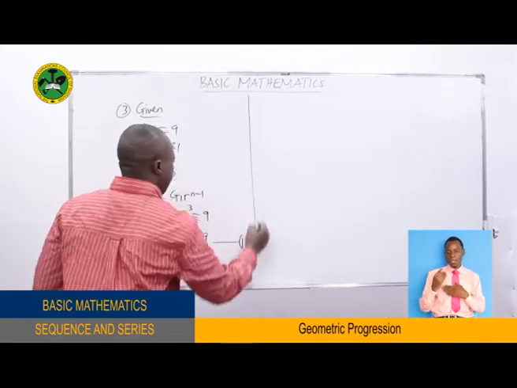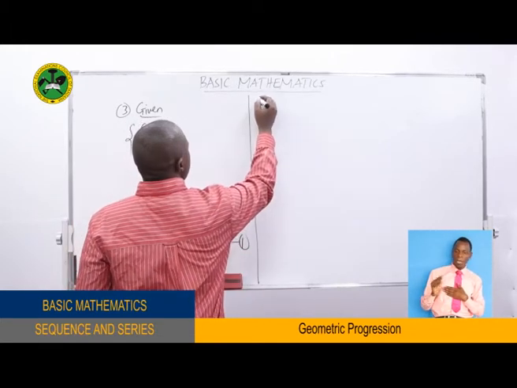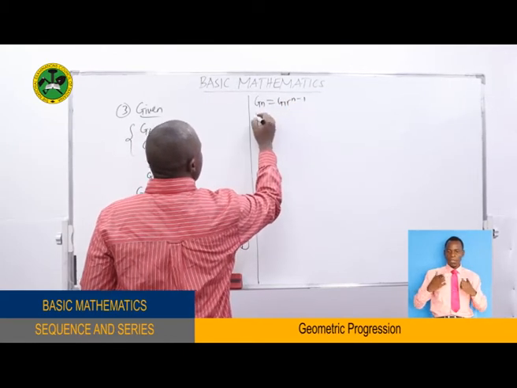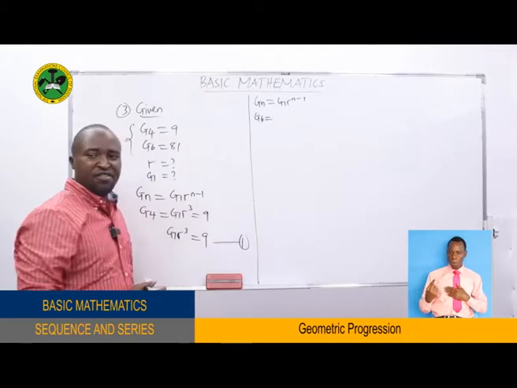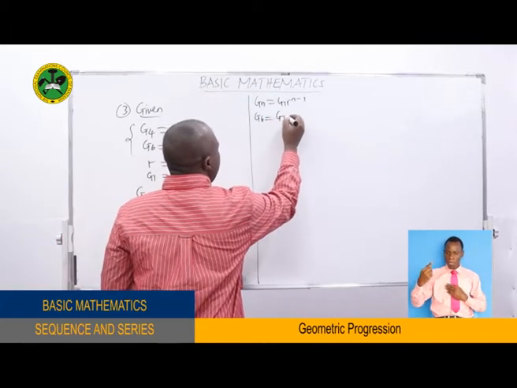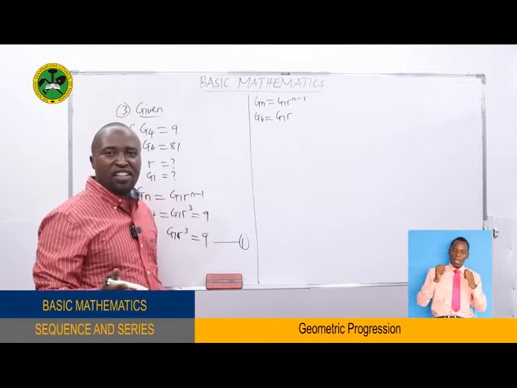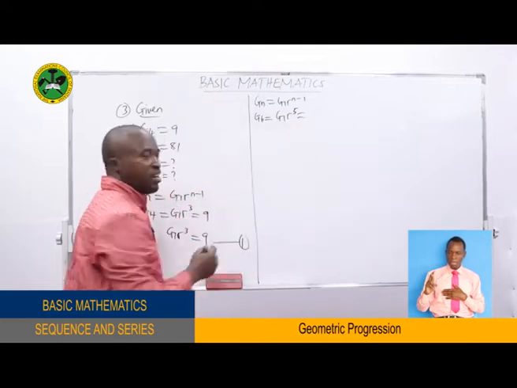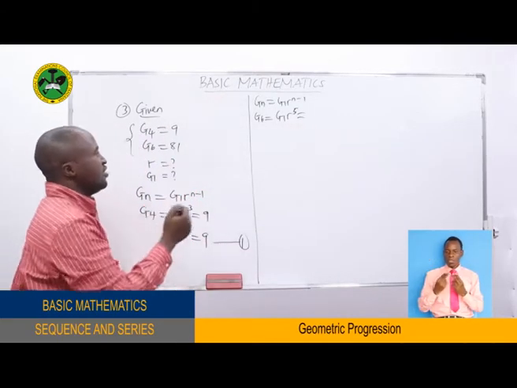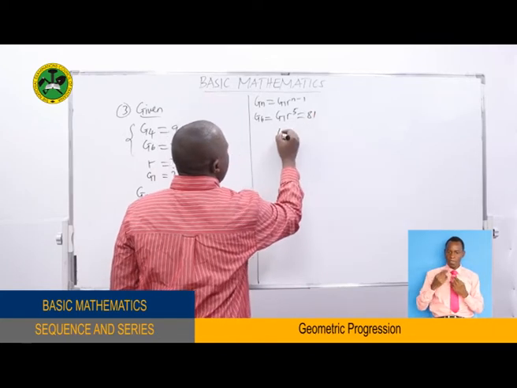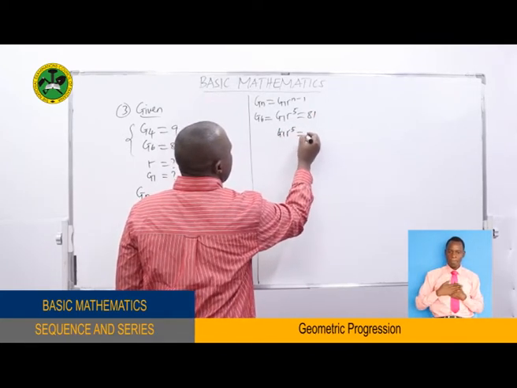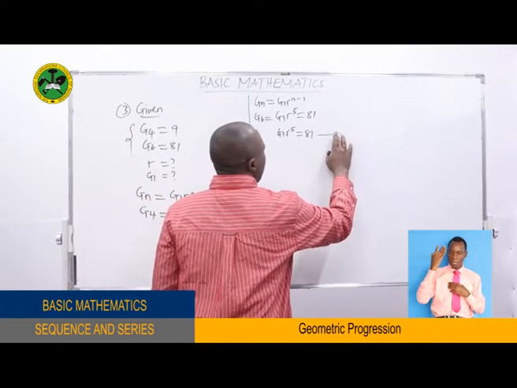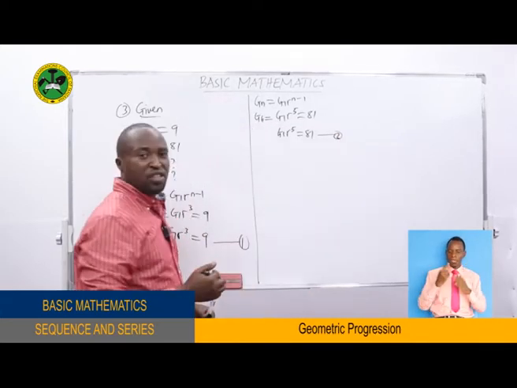For G6, again using the same formula, Gn is equal to G1 R power n minus 1. So for G6, this is equal to G1 R power n minus 1. This time we have 6, so 6 minus 1, we have 5. But this is equal to 81. So G1 R power 5 is equal to 81. So student, call this one equation 2.